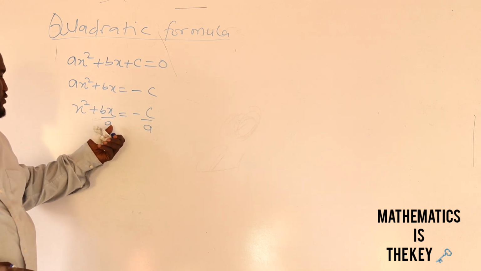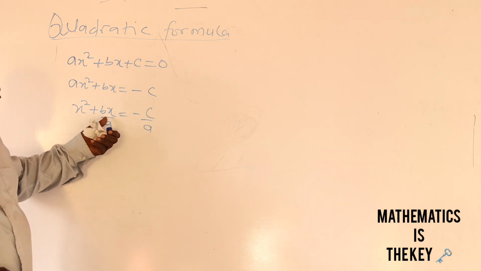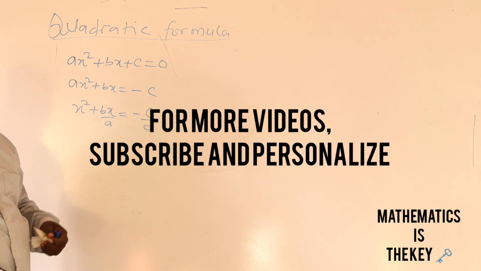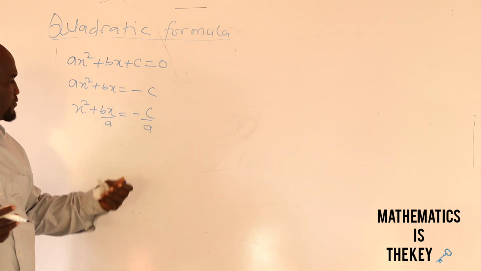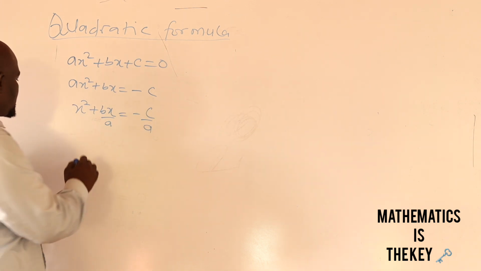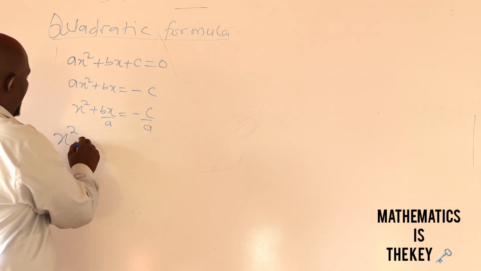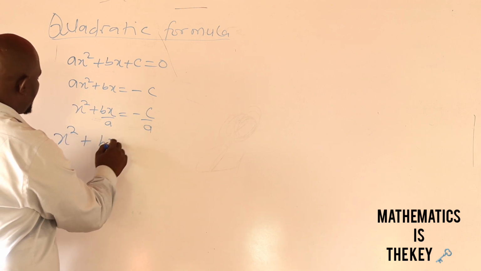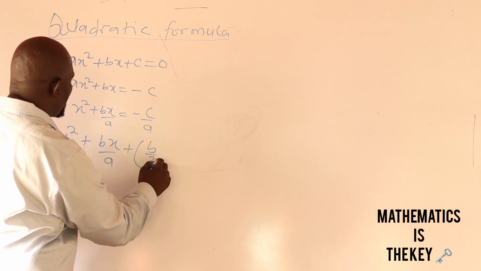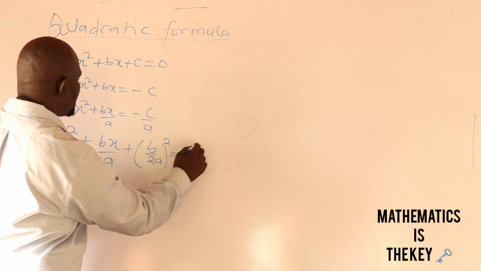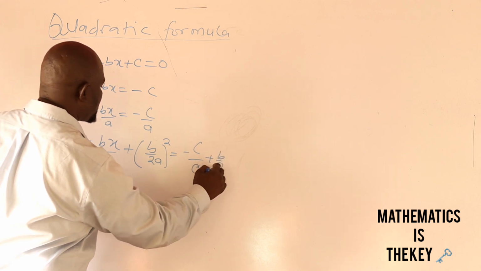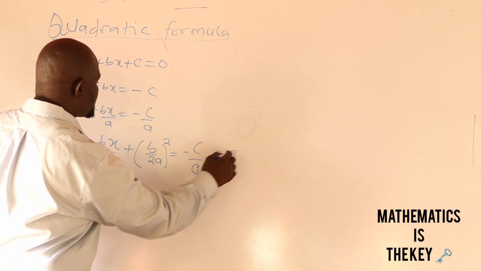The next thing we have to do is find half of the coefficient of x. The coefficient of x here is b over a, so half of it will be b all over 2a. We will square it and add to both sides. That is, we have x squared plus bx over a plus b all over 2a squared is equal to minus c all over a plus b all over 2a all squared.